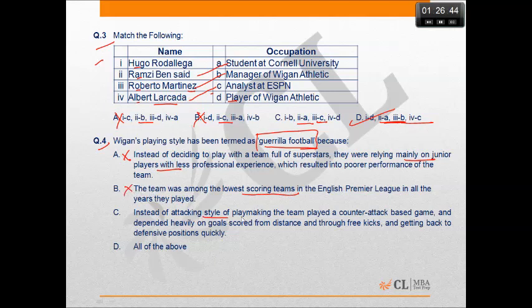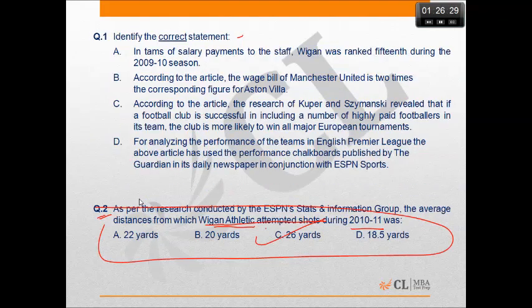The attacking style of playmaking, the team continued counter attack. Yes, they talked about counter attack, looking for an opportunity and attacking at an opportunity. They depended heavily on goals scored from distance. Then yeah, C. Okay, so 3 questions done. Let me just quickly see if I can do anything with the other 2 questions. And a correction in terms of Wigan being ranked 15th.